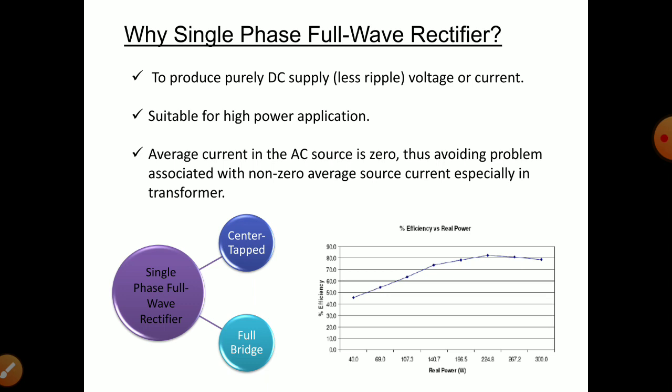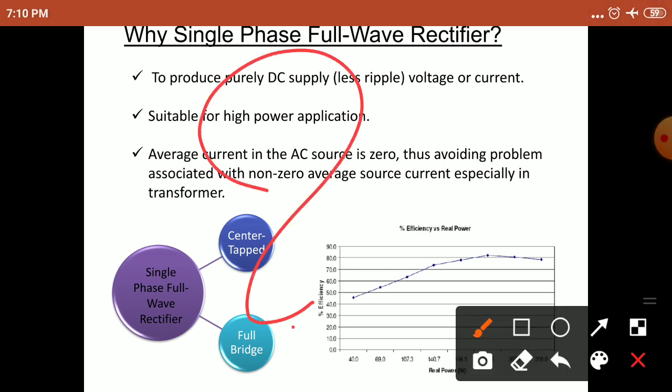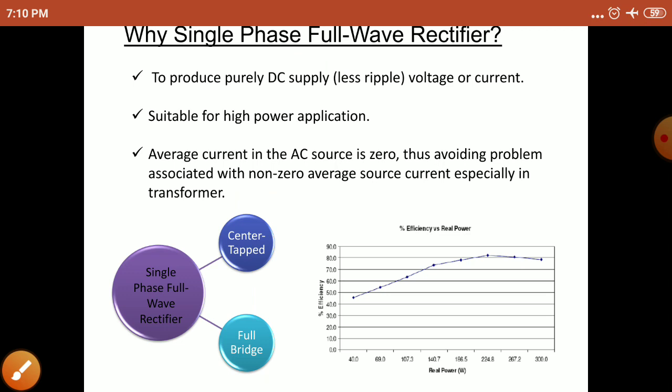Here, the aim is to produce purely DC supply with less ripple voltage or current, less ripple content. Ripple content is nothing but the unwanted portion. There are some equations with which you can calculate the ripple factor of these circuits. Why single phase full wave rectifiers? The question will definitely arise in everyone's mind, why it is required. These are the answers to that question.